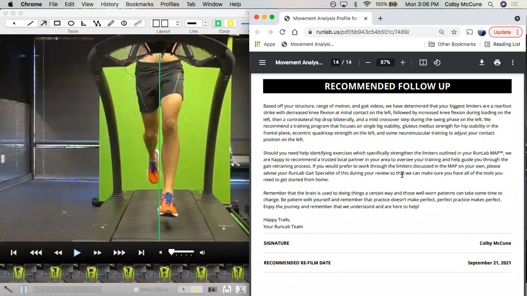So the last page of the board is just going to summarize what I just talked about and explain where we go from here. So basically, just quickly recapping, the biggest limiters are a rear foot strike with decreased knee flexion at initial contact on the left, followed by the increased knee flexion during loading on the left. Then you have the contralateral hip drop, with the left being a little bit more severe, and then the crossover step also mildly on the left.